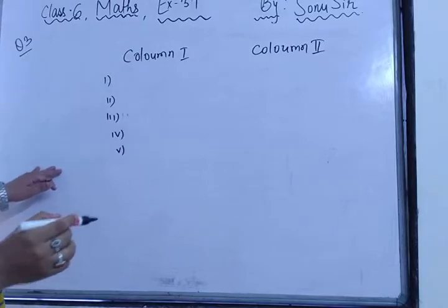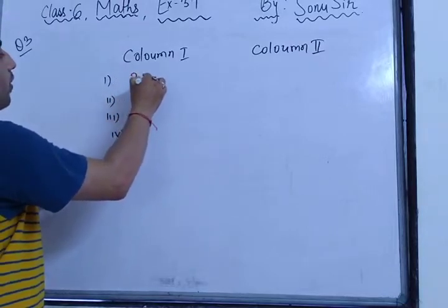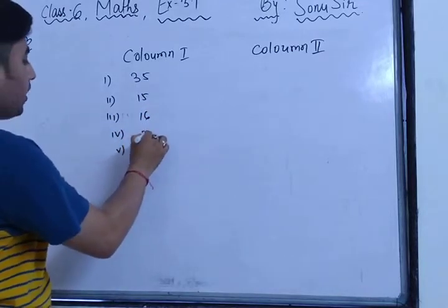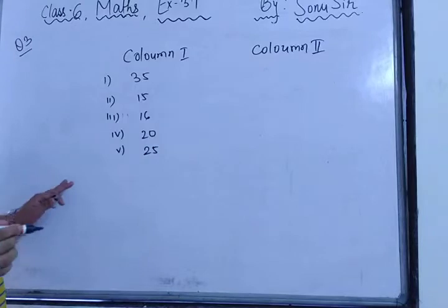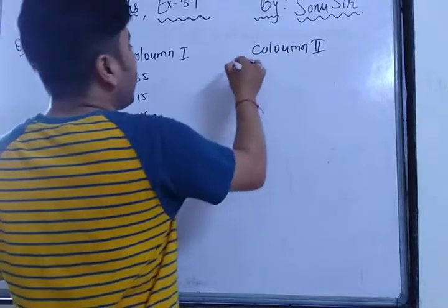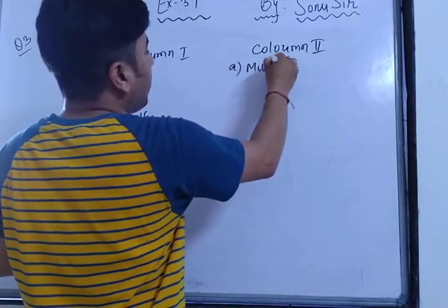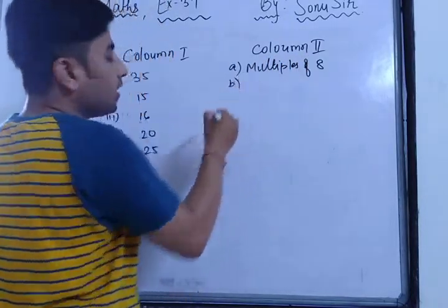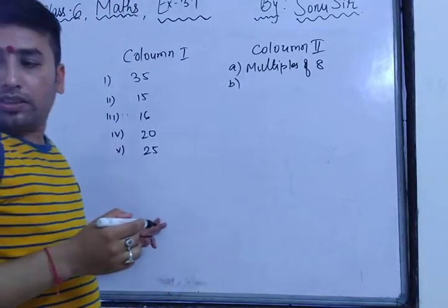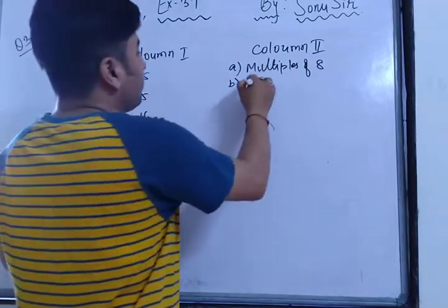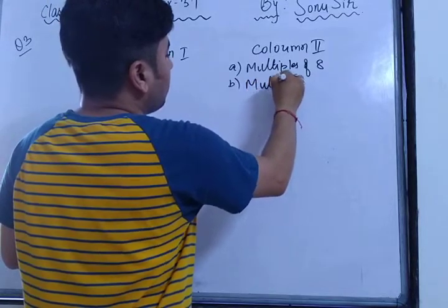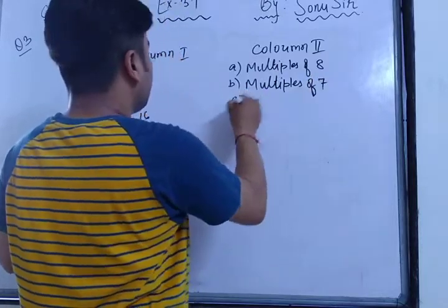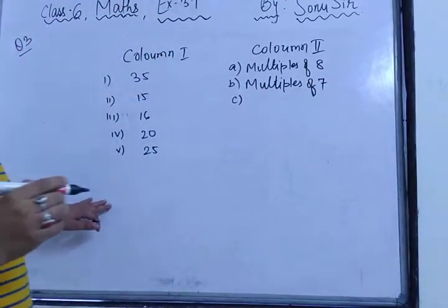Right? 35, 15, 16, 20 and 25. And here, the first answer is multiples of 8. Second is multiples of 7. Third is multiples of 70.